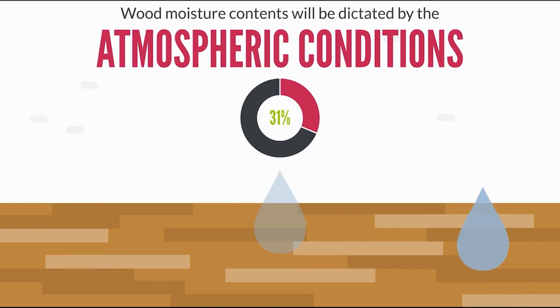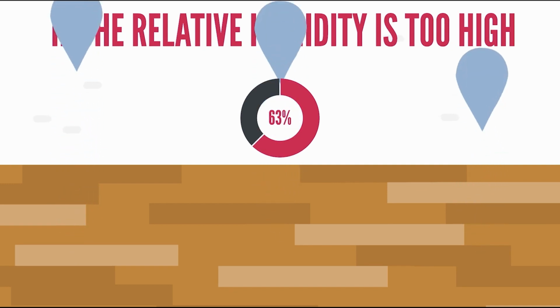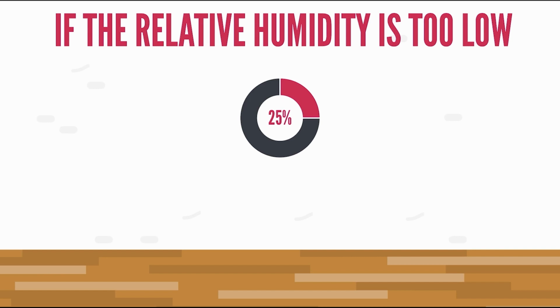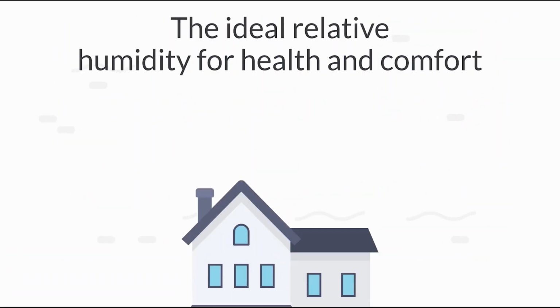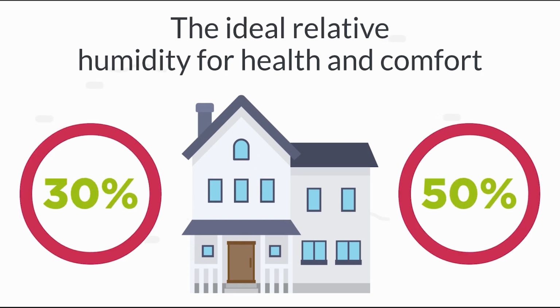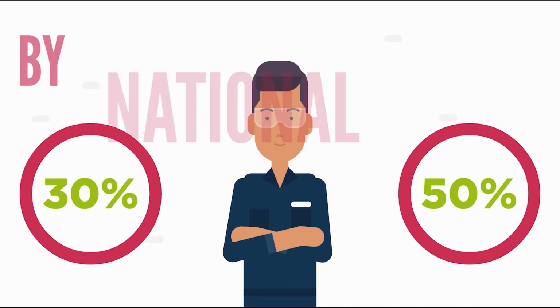This means that the wood will take on moisture or expand if the relative humidity is too high, and it will release moisture or shrink if the relative humidity is too low. According to the Mayo Health Clinic, the ideal relative humidity for health and comfort in your home is between 30 and 50% relative humidity.